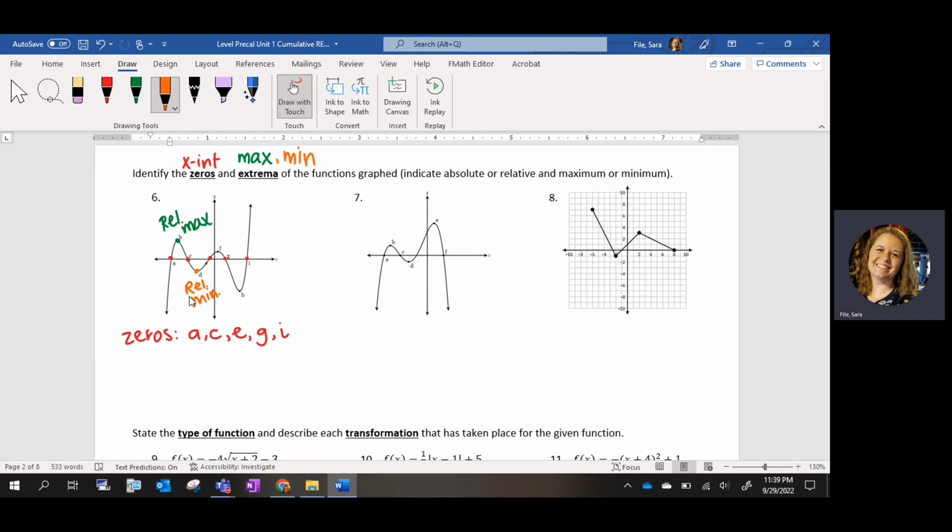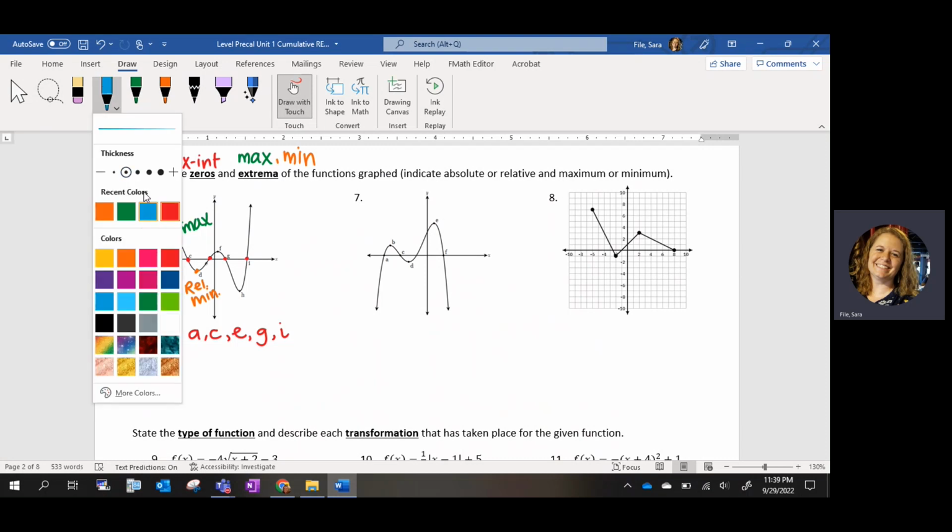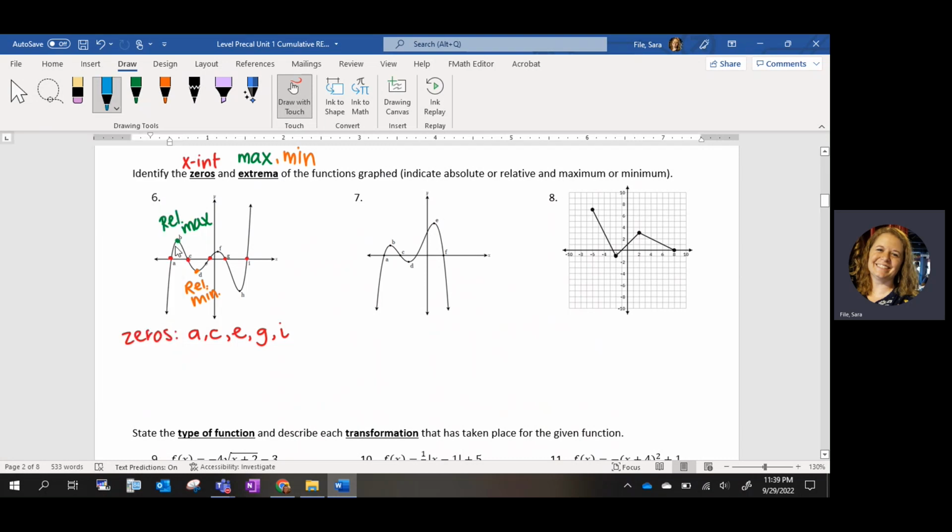Now, what is the difference in relative and absolute? Why am I saying relative maximum, relative minimum? Because if we look anywhere else on the graph, does the graph ever get higher or lower than these points? So for the maximum, I look across, over here it's getting higher. This actually goes up forever. That means that this has no absolute maximum.